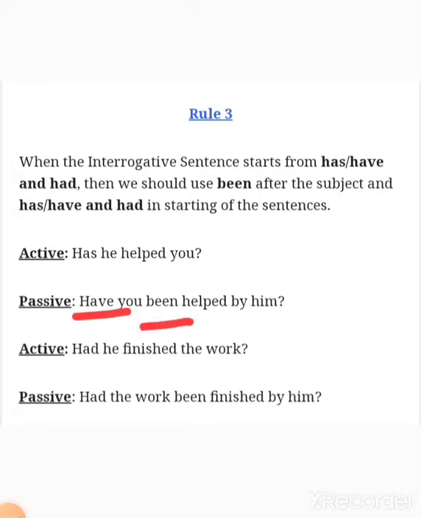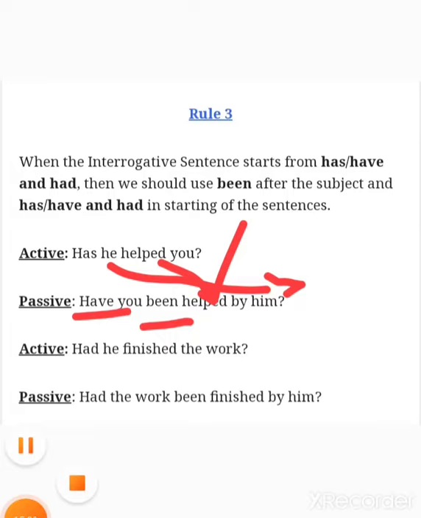Why? Because it is present perfect tense. So that is why, the rule of present perfect tense is, been you have to add. So been. After that, the third form of the main verb, helped, it will remain the same. After that, by, then the subject will become object. He will become him. Then the question mark. Do not forget to give the question mark at the end. Okay, so the answer is, have you been helped by him?